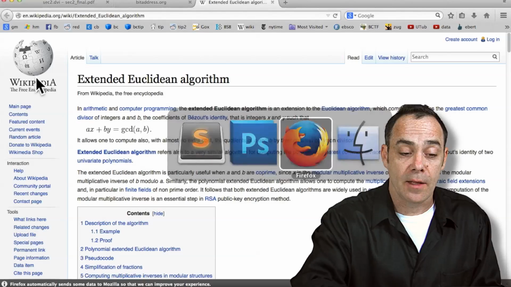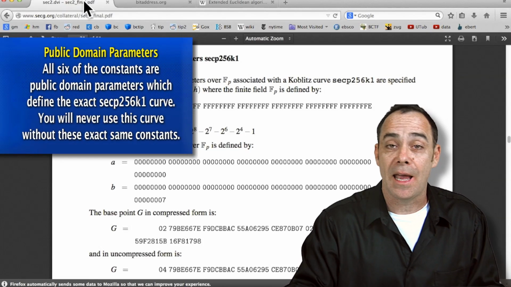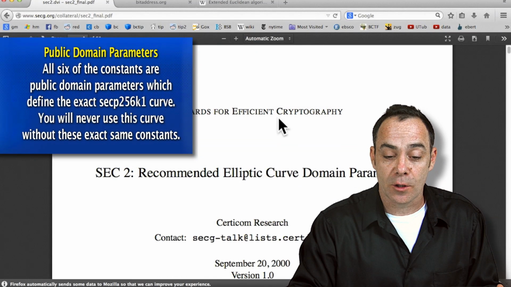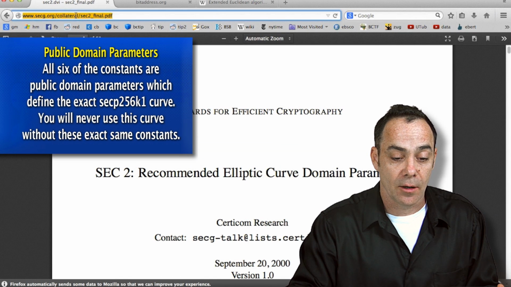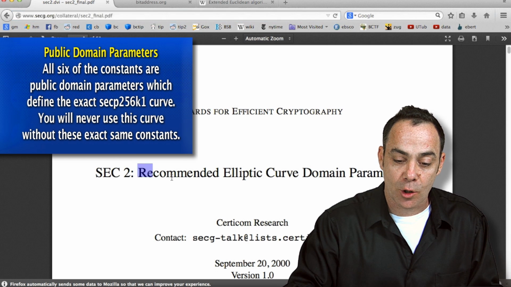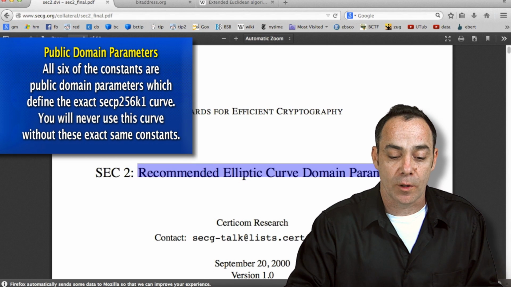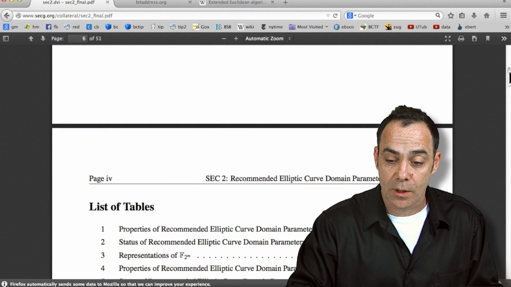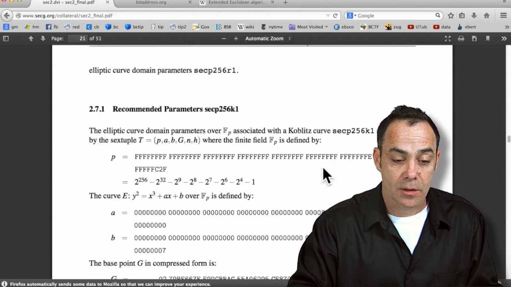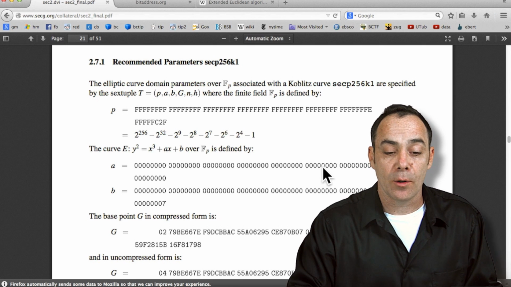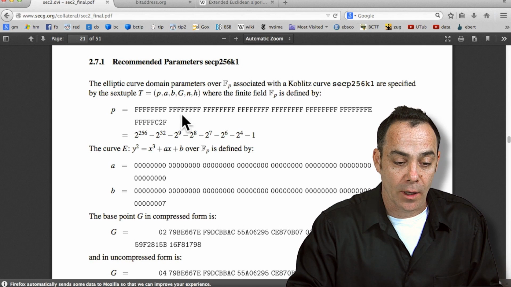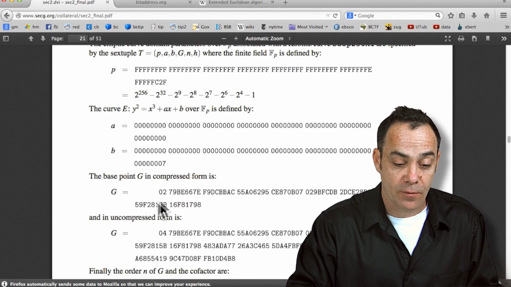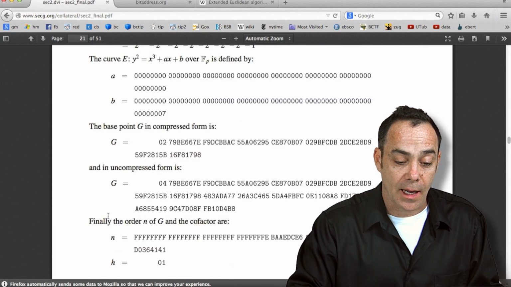But you can verify these points right here just by going to the SEC, which is the Standards for Efficient Cryptography, okay? So you can look at the link right here, and you see their recommended elliptic curve domain parameters, which are the 6 points we're talking about already. And they have a number of curves that you can choose, but the one that we're dealing with is about halfway down, and here it is. It's the recommended parameters for the SEC P256K1. And here's your P, here's your A, here's your B, here's your G in a compressed form, right? And we'll show you how to do that later. And here's your N, and here's the H, which is the cofactor we leave out.